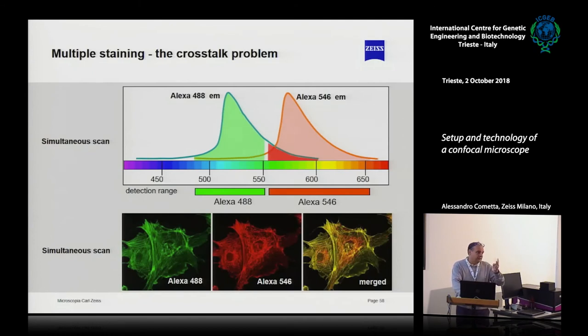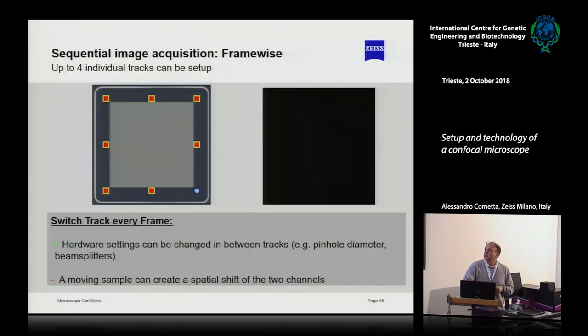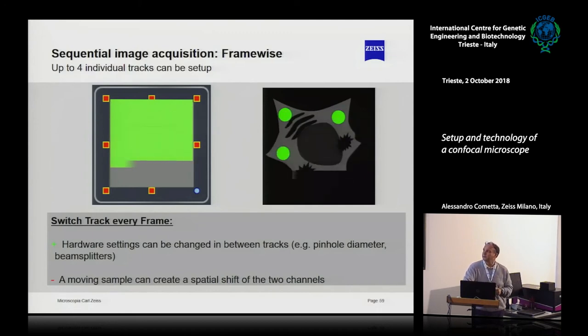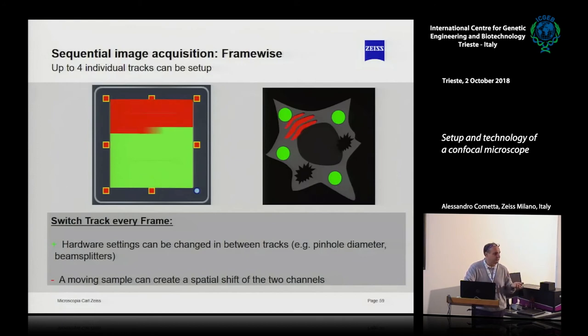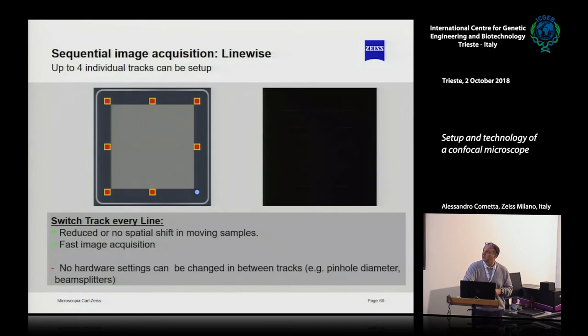I can acquire in two different time frames. So I can switch on the first one, so I switch on the blue light and acquire on the green, point by point. Then I switch off the first, I switch on the second, so I switch on the green light and I acquire on the red one, and I can separate the sample.